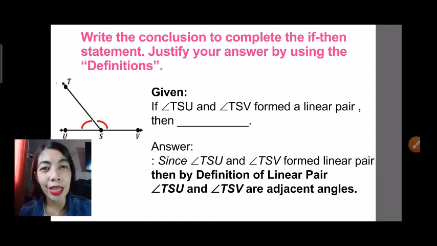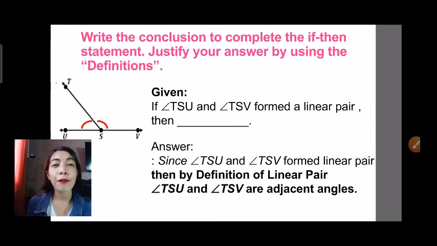Diba sabi kanina, linear pair are two angles that are adjacent and supplementary. Nabubuo siya ng adjacent angles and supplementary. O pwede rin naman nating ilagay dyan, if angle TSU and angle TSV form a linear pair, then the sum of the two angles are 180 degrees. Pwede rin po yun. Pwede na, basta ibibigay mo yung justification.